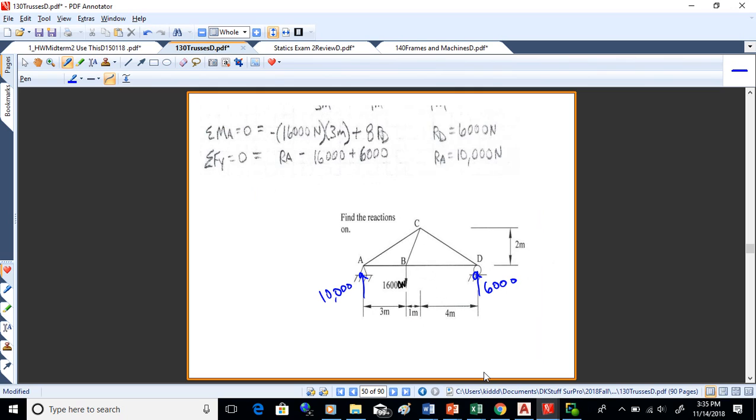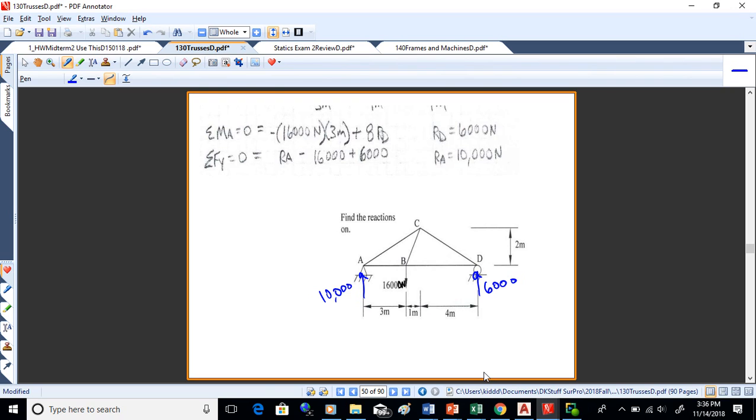Okay, now the reactions there, you just take some moments about A, you get the 16,000 Newton force, which is 3 meters away, clockwise, so it's negative, plus 8 RD. And so for RD, it's 6,000. Sum of Fy will get you RA, it's 10,000. All right, now the next thing you want to do then is just start to work your way through the joints on the truss. To do that, you draw a free body diagram of a particular joint. You want to work on joints where you know a force and you have only 2 unknowns.